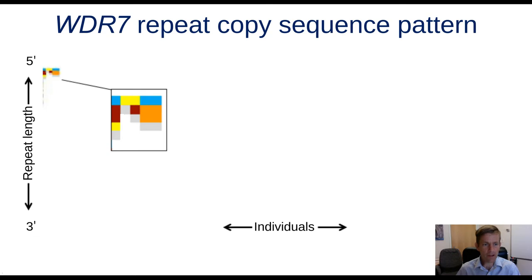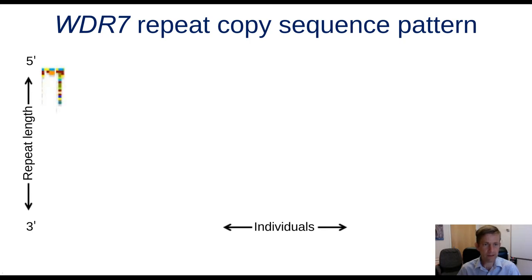This is a complex plot that we put together, but what you can see here is that the repeat length is on the y-axis and individual alleles are on the x-axis. Starting on the left, you have about 8 or so alleles, individuals with 5, 2, 3, 4, and 4 copies of the WDR7 repeats for each of them.